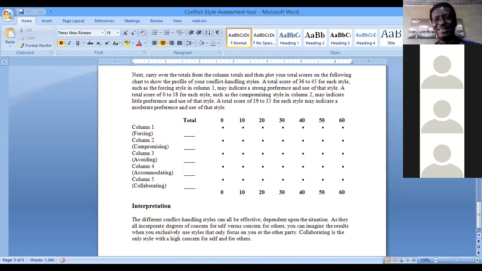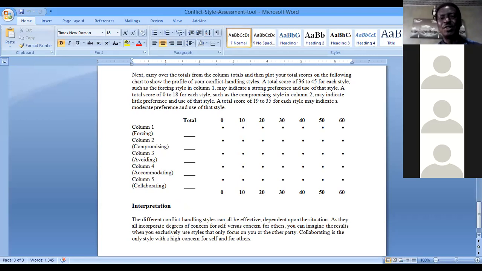Now, column 1 is forcing style. It's called forcing style, a very forcing style. So if you score between 36 to 45 in that style, you have a very strong preference for that style. Okay? And then if you scored between 19 to 35 in that style, you have a moderate preference for that style. If you score between 0 to 18, you have little preference for that style.